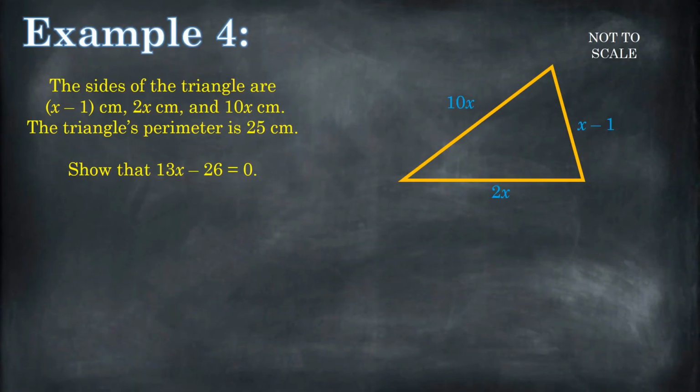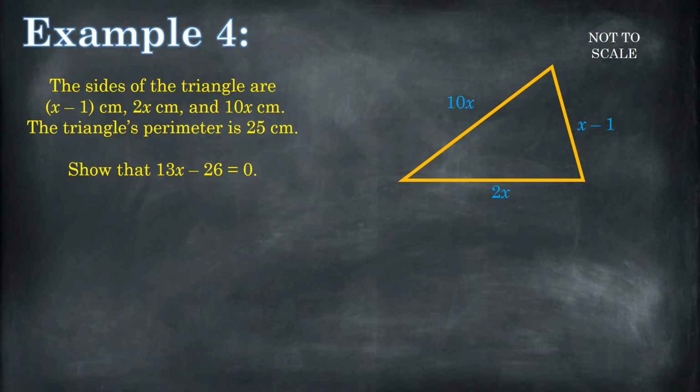Let's see another example, example number 4. We have a triangle right here, and we're told that the perimeter of the triangle is 25 centimeters. We're given a dimension for each of the sides: 10x, 2x, and x minus 1, all in centimeters. And we're being asked to show that 13x minus 26 is 0. Wow, that's a really confusing thing if you've never done a problem like this.